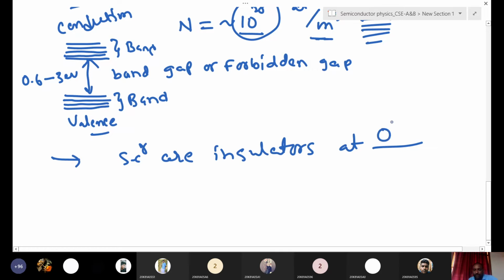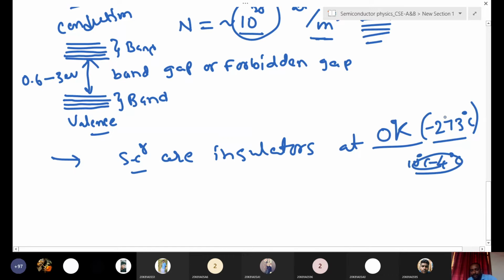At 0 Kelvin, these semiconductors are insulators. What is 0 Kelvin in degrees centigrade? Minus 273 degrees, very good. In winter we see around 4 or 10 degrees centigrade, and we already feel very cold. So minus 273 means a very low temperature, and at this low temperature these semiconductors are insulators. We will see why they are insulators at 0 Kelvin.